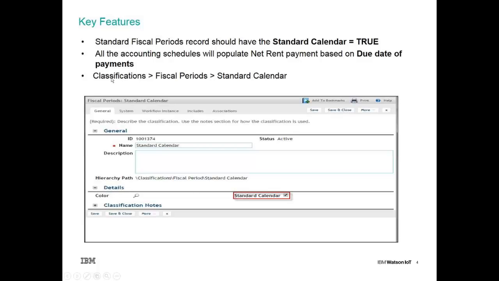And where will you find the standard calendar fiscal period? Will be going in the classification. Fiscal period records, there is a standard calendar record that is presented out of the box. The standard calendar boolean needs to be checked for this. So those two key things to be noted, but I'll get into the demo to show what exactly we are talking about here.